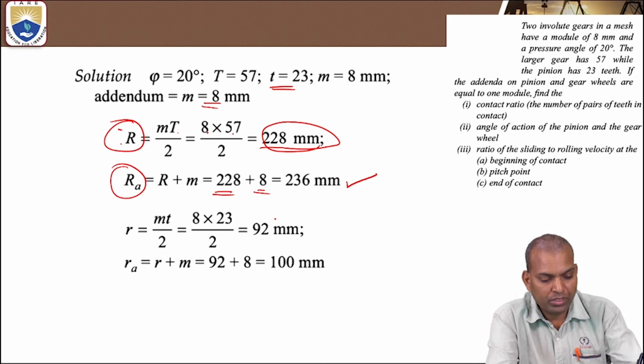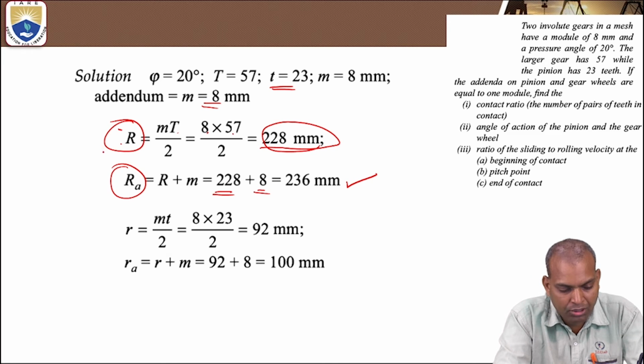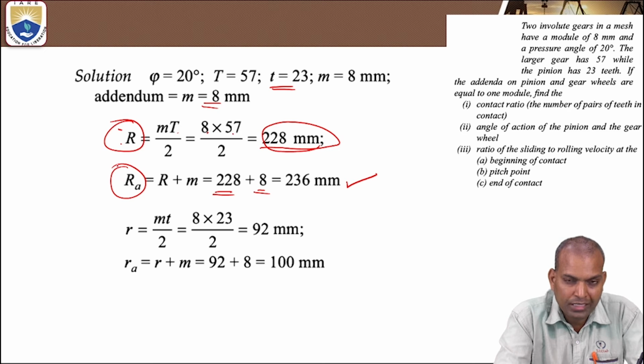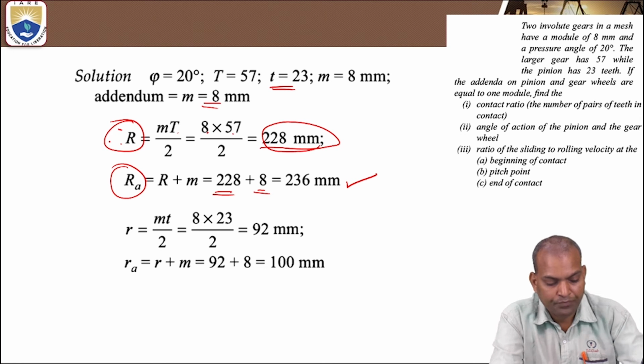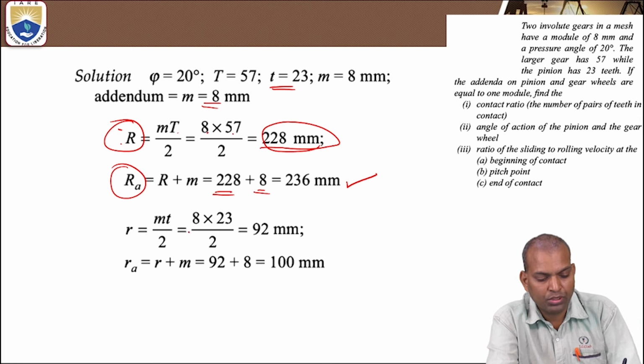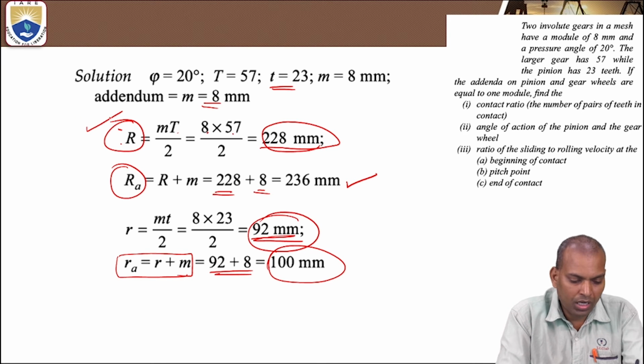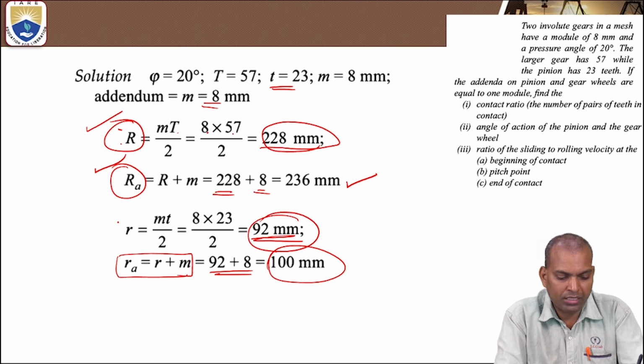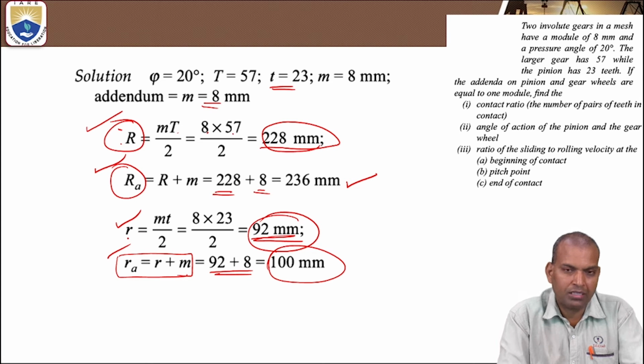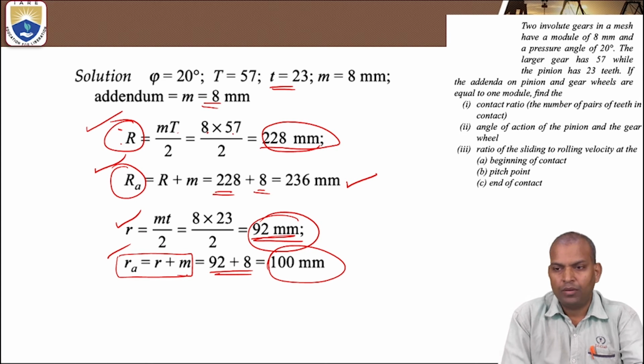Now in a similar manner we apply the same methodology to calculate small r and small ra, the pitch circle radius and addendum circle radius of the pinion. Small r equal to m into t by 2, 8 into 23 by 2, 92 millimeters. Small ra equal to r plus m, 92 plus 8, that is 100 millimeters. Now the pitch circle and addendum circle radii of both pinion and gear are known.